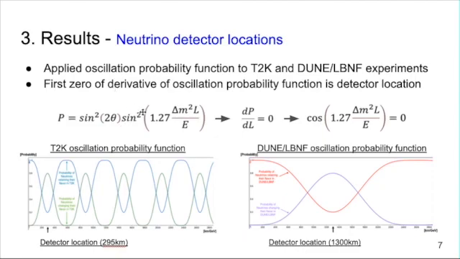Since the accelerator energy is low in the case of T2K, it shows an oscillation function with a short period, whereas DUNE LBNF has a relatively longer period. A short period means that the detector is close to the neutrino generator, and a longer period means that the detector is far away. In fact, it was confirmed that the position of the first maximum oscillation, calculated by differentiating the graph of each experiment, was similar to the actual detector positions.